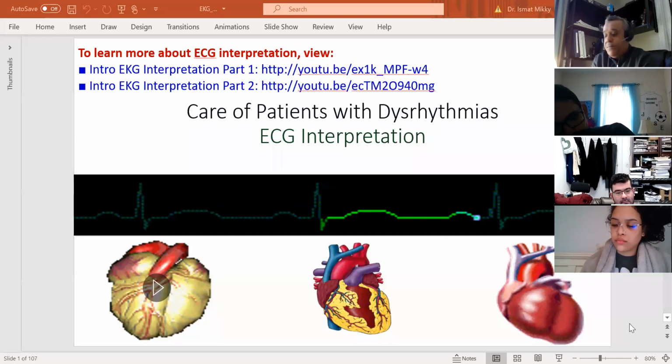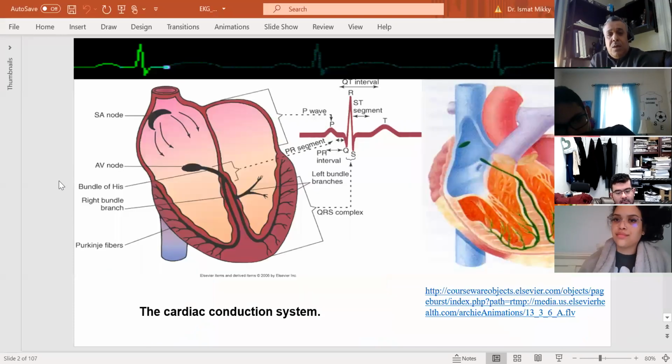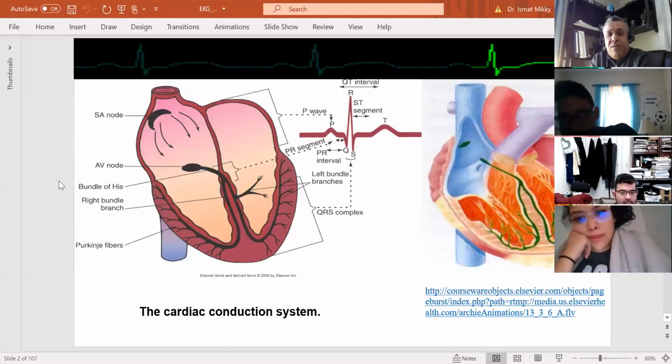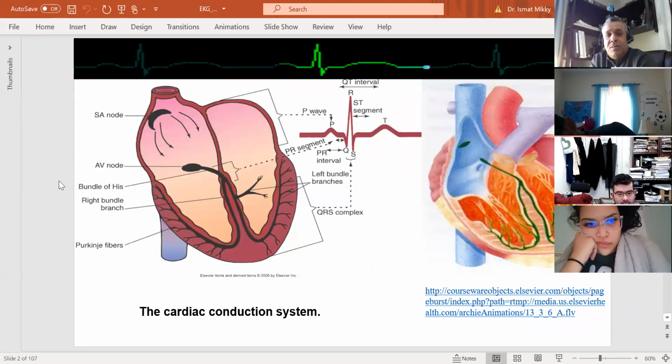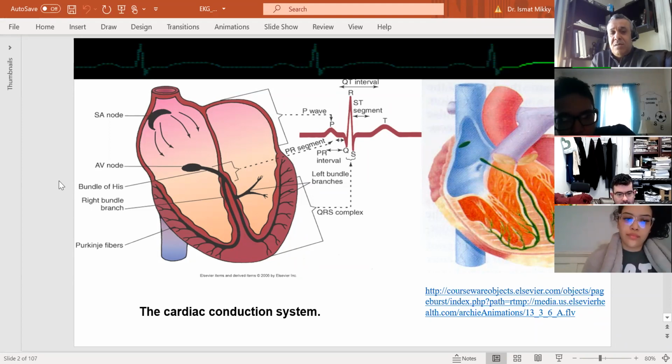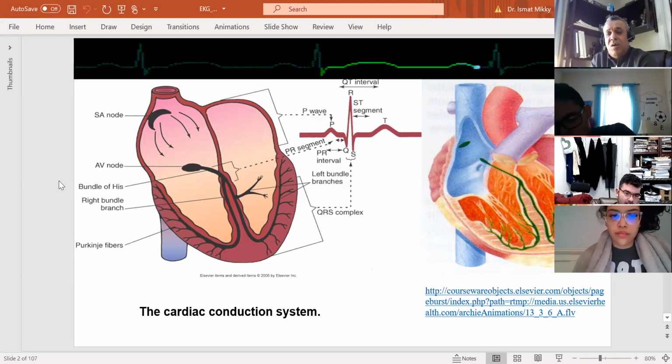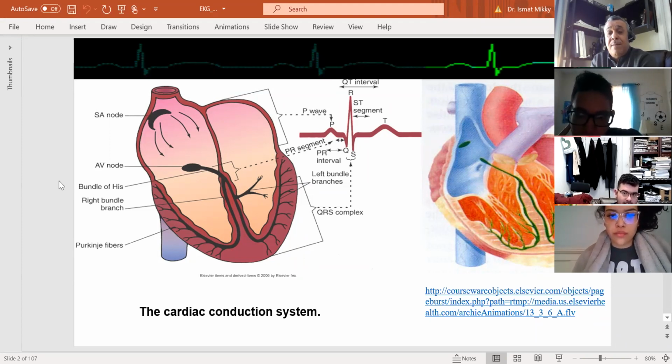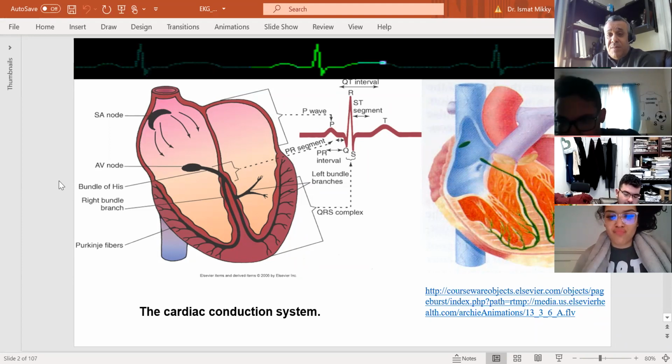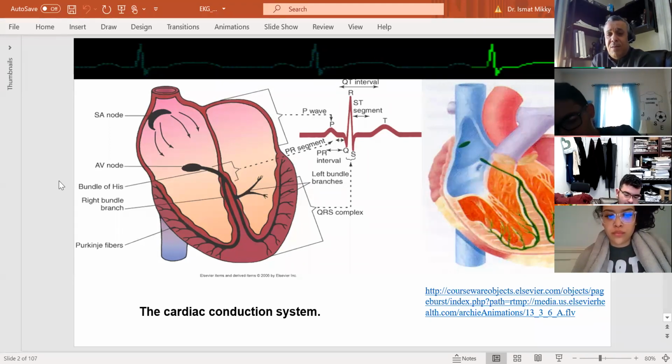Okay, so all right, so let's start from the conduction system. So the conduction system consists of the SA node, which is, what's the other name of the SA node from anatomy and physiology? Pacemaker? The pacemaker? Right, it's a natural pacemaker because we have artificial pacemakers, right?